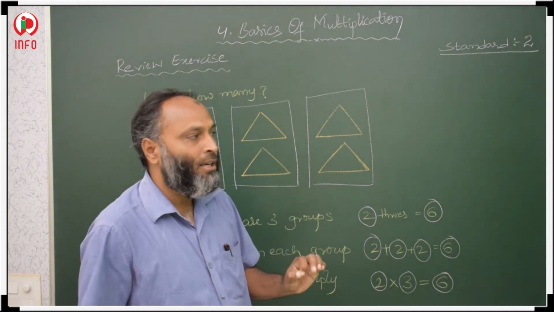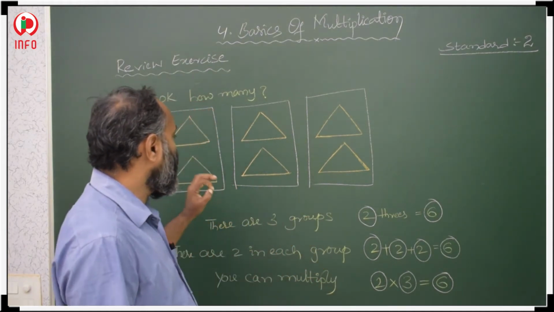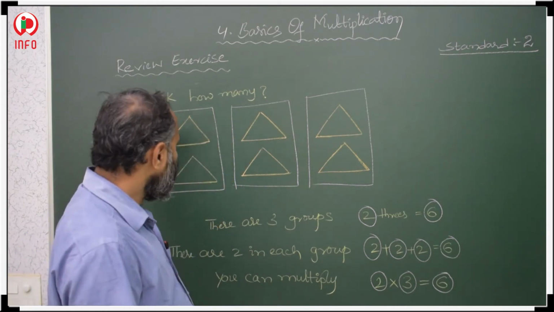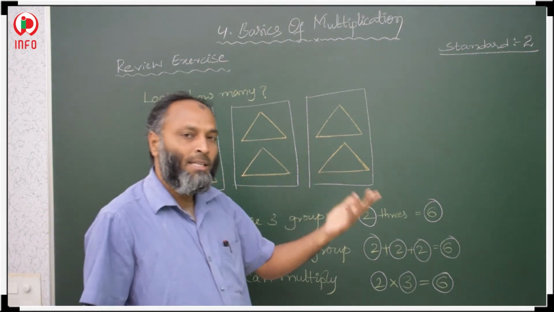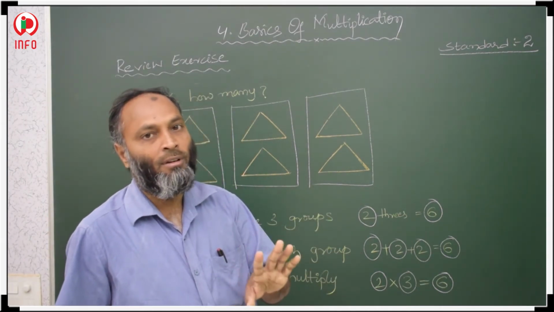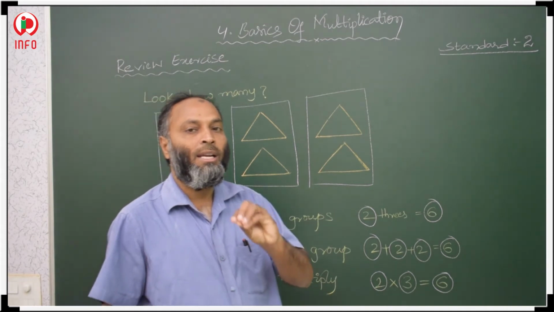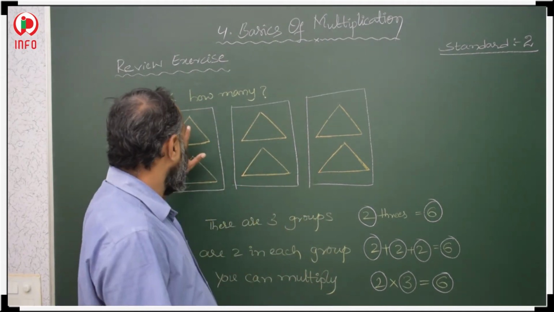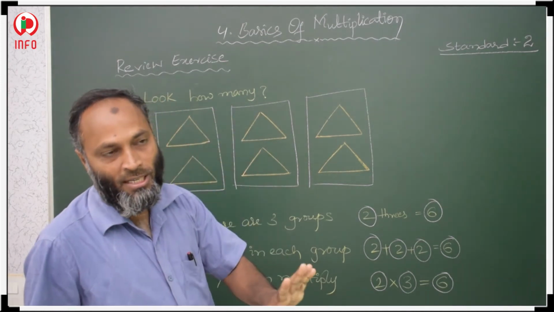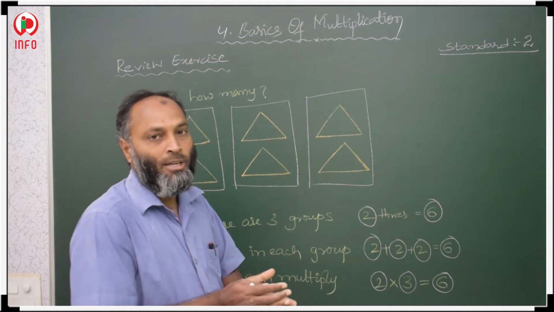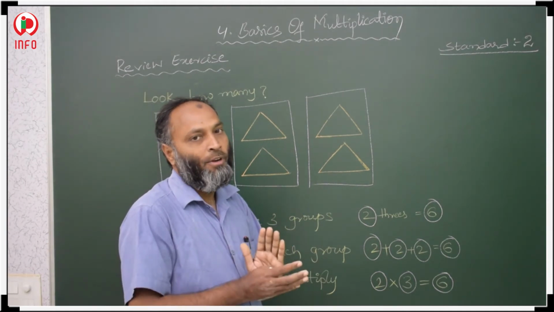So what are we doing here? We are finding how many articles, how many triangles. Maybe here a triangle is there. In some pictures, a different picture will be there. It doesn't matter whatever the picture is. We just have to look how many articles were there, how many triangles were there, how many members are there, whatever it is, according to the picture.